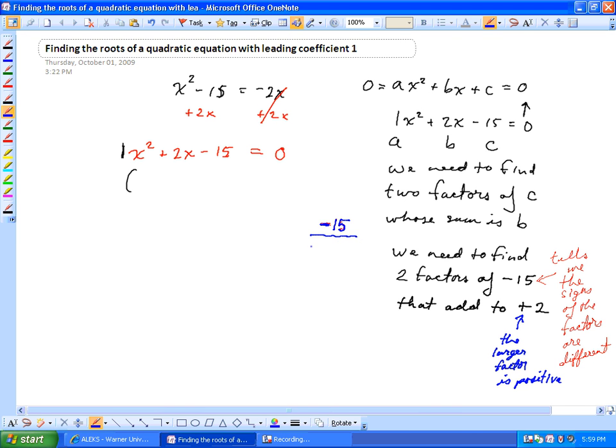So let's see. Negative 1 times 15, but that adds up to 14. Negative 2 times 7.5, that's not a good factor. Negative 3 times 5, well, that adds up to positive 2. So my two factors are x minus 3 times x plus 5. And if you FOIL that out, you will indeed find that this multiplies to give the original.